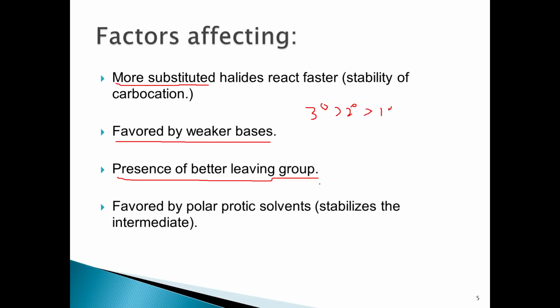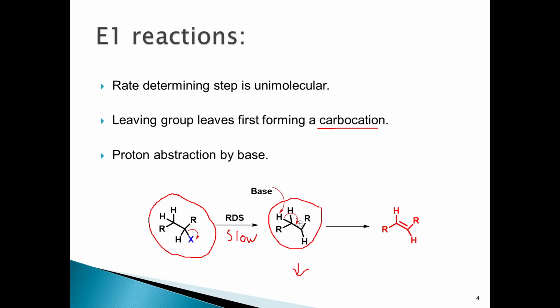They also stabilize the intermediate and lead to more favorable E1 reactions. Why? Because the carbocation generated over here will be stabilized by a protic solvent. Protic solvent is one which has a basically acidic hydrogen. Any solvent with an OH bond, or with an NH bond, is called a protic solvent. These kinds of polar protic solvents stabilize the carbocation, which is why they favor the E1 reaction.